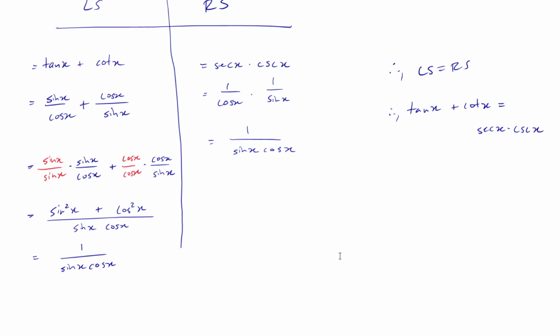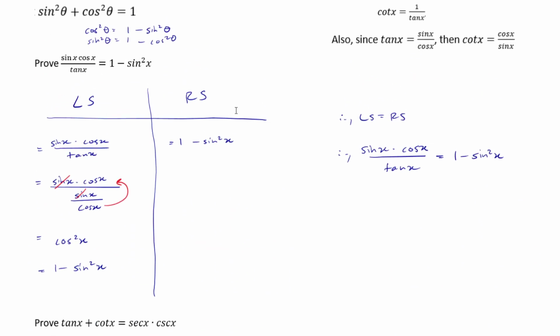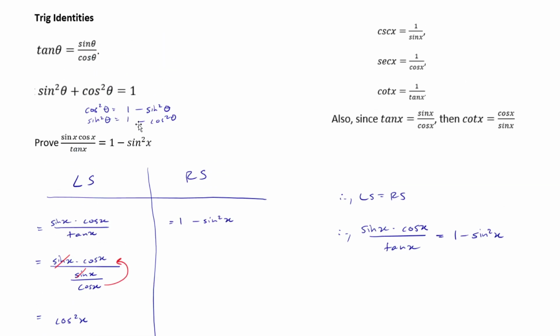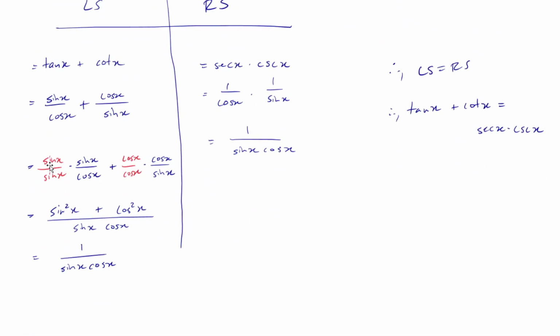All right, and that's how we prove trigonometric identities. We split them up into their left side and right side, and without moving things from one side to the other, we show through a series of manipulations and substitutions how the left side can look like the right side, or how the right side can look like the left side. And then we write, therefore, left side is equal to right side, and we rewrite the statement.